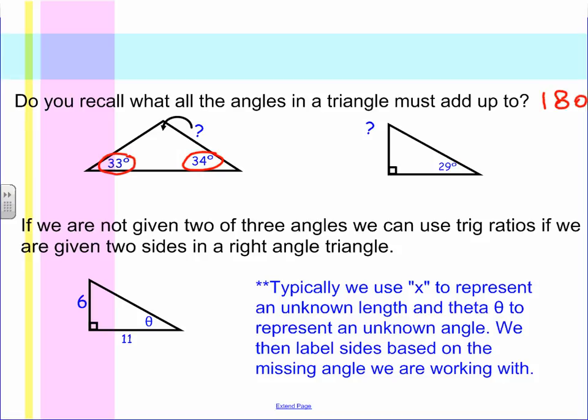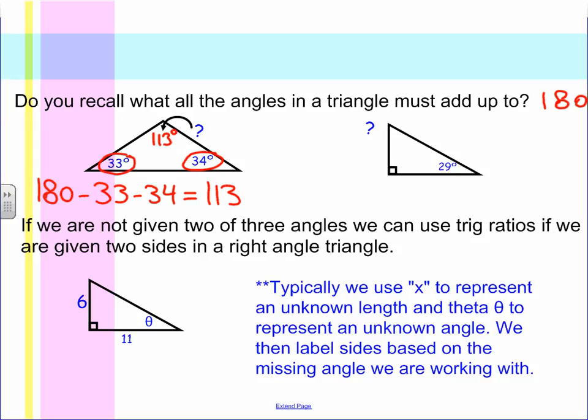If this is true, then anytime we have two angles, like we do in this question here, we can go 180, and we can subtract the other two angles, and we would end up getting the third angle. So 180 minus 33 minus 34 would give you 113, so that would be the missing angle.